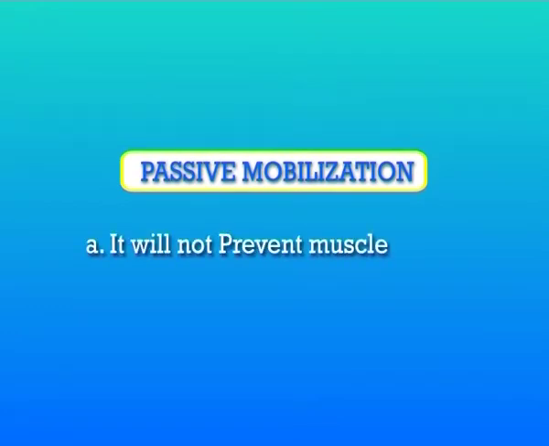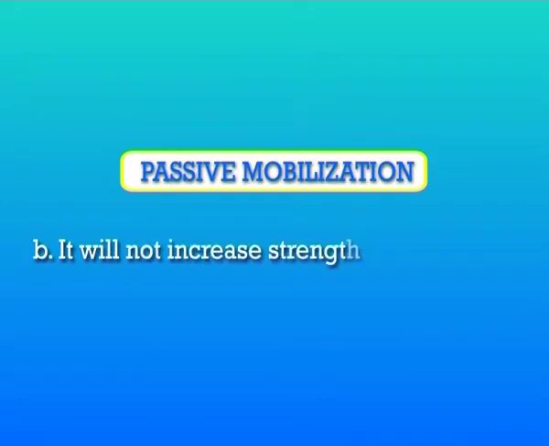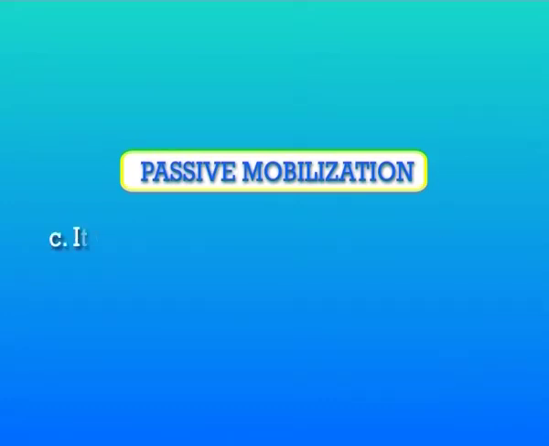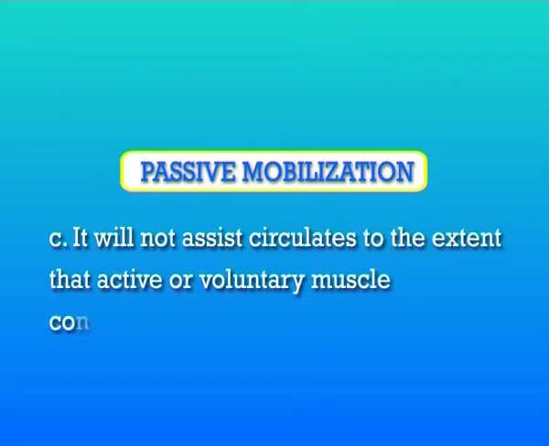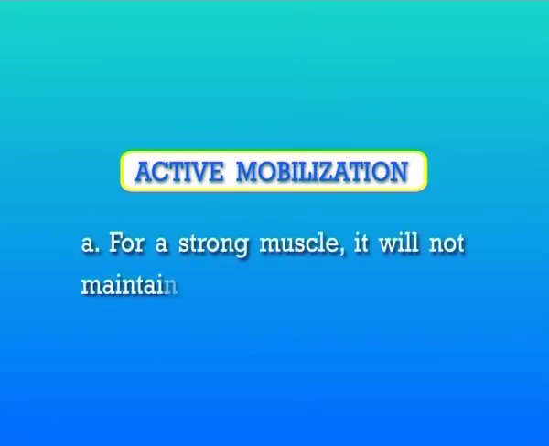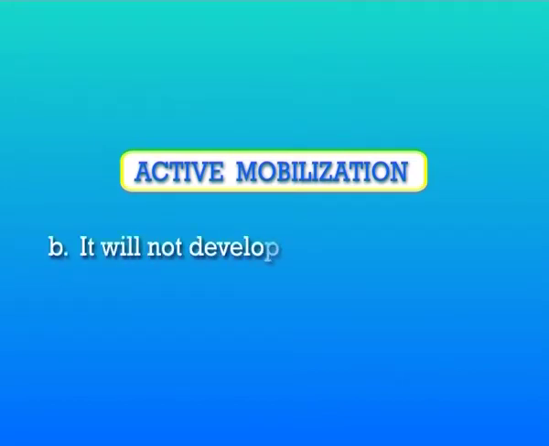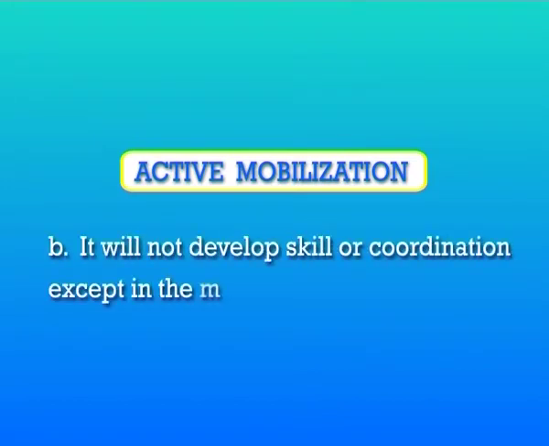Passive mobilization will not prevent muscle atrophy. It will not increase strength or endurance. It will not assist circulation to the extent that active or voluntary muscle contraction does. The next is active mobilization. For strong muscles, it will not maintain or increase strength. It will not develop skills or coordination except in the movement pattern used.